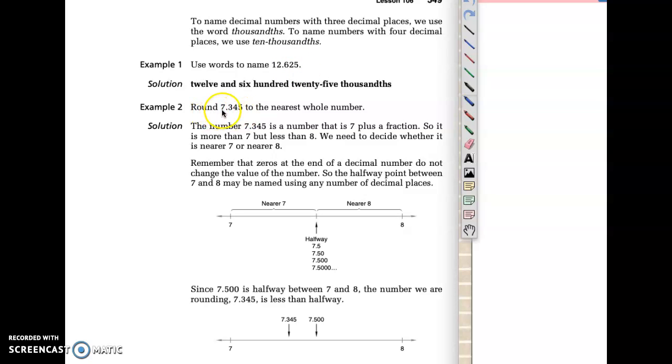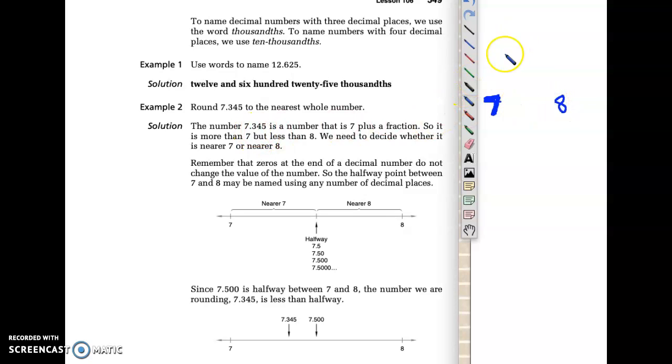All right, let's look at this one. Round 7 and 345 thousandths to the nearest whole number. So we know that 7 and 345 thousandths is in between the whole numbers 7 and 8. So we've got 7 over here. Oh, web whiteboard, you do this every time. Yep, look at that, ugly. Here we go, 7. That's a 7, guys. You're welcome. Look at that. All right, so there's a 7 and then there's an 8, right?